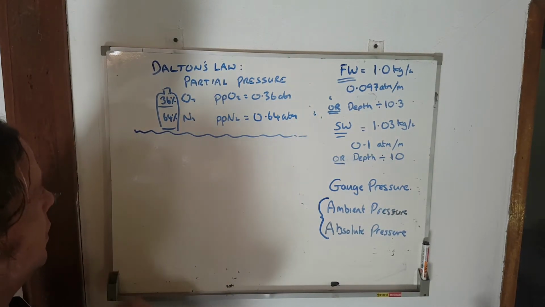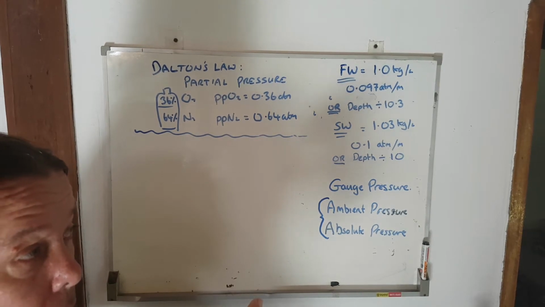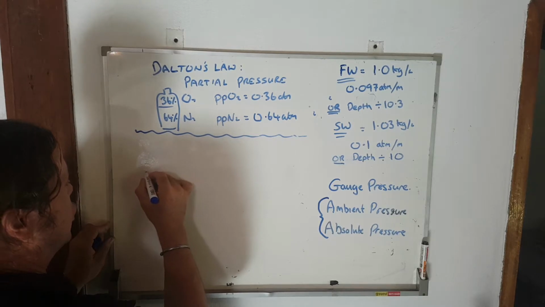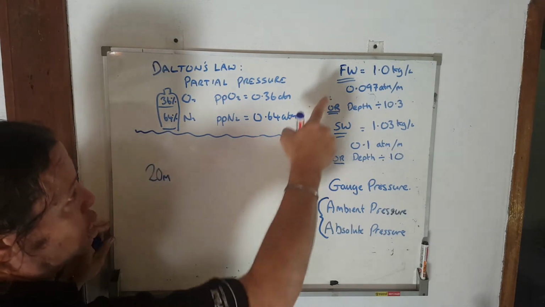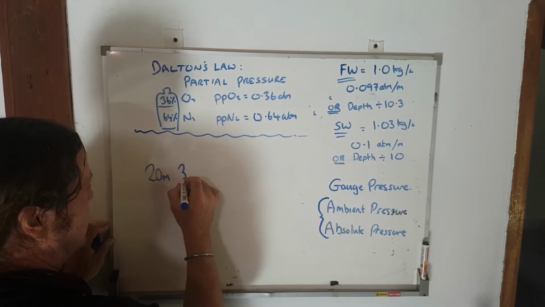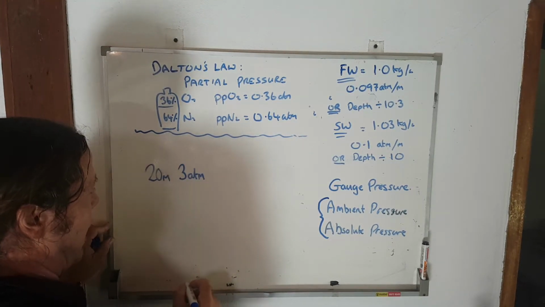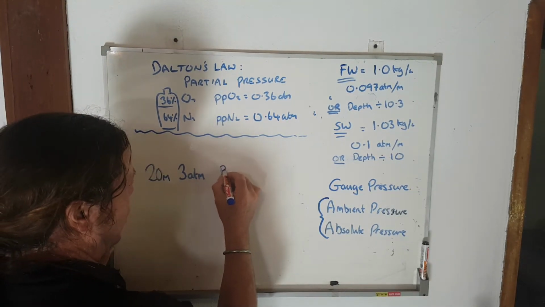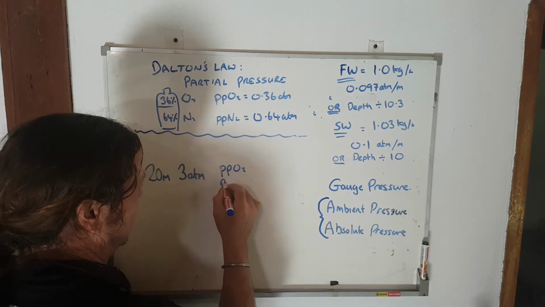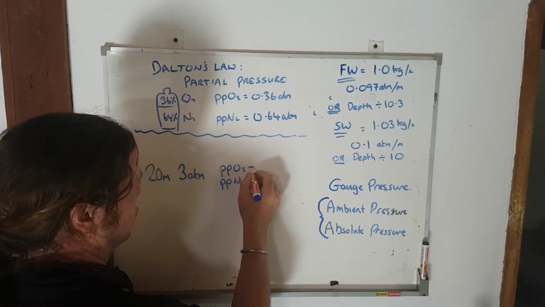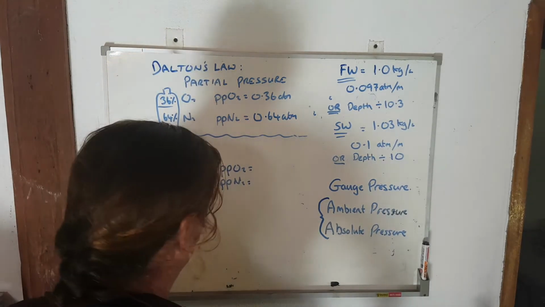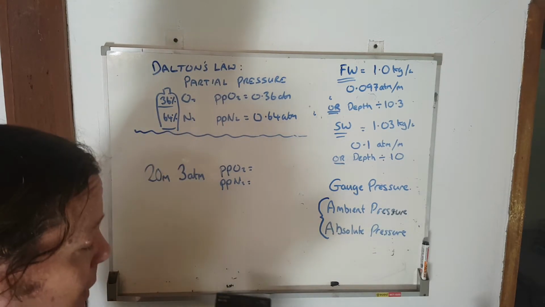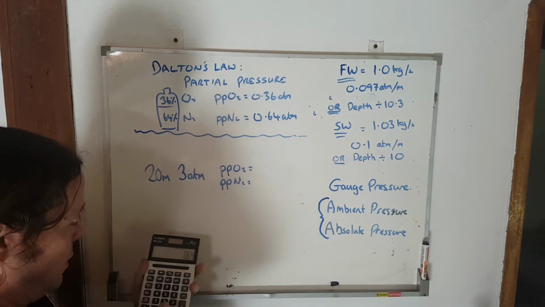Cool. Let's take this one underwater. First we'll take it to 20 meters. And using this calculation here, that is 3 atmospheres. And I want to know the partial pressure oxygen and the partial pressure nitrogen. Cool. All the information I need is on my drawing. I would suggest you draw something similar in your exams. You can always check back in yourself.